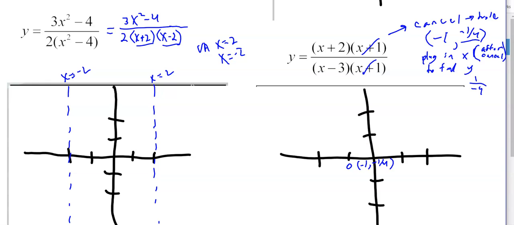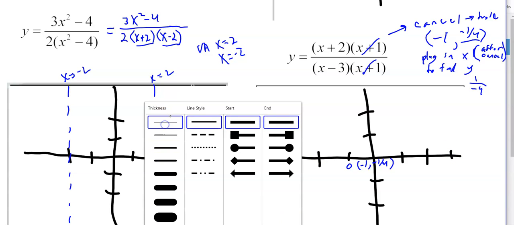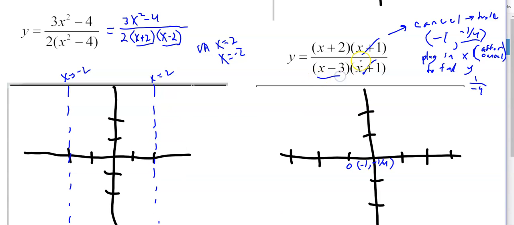And then it looks like I need another tick mark here. So when you do the vertical asymptote, this one's going to cause a vertical asymptote at x equals 3. So x equals 3, a dotted vertical line right here, and that's at x equals 3.